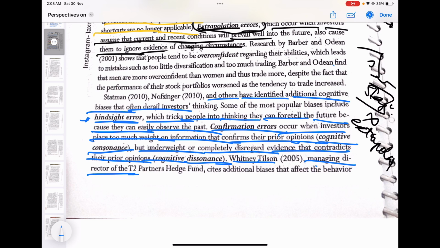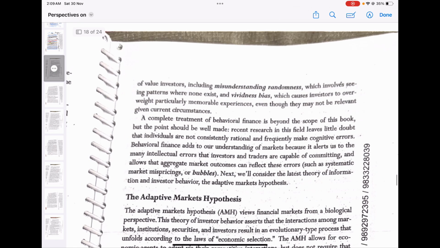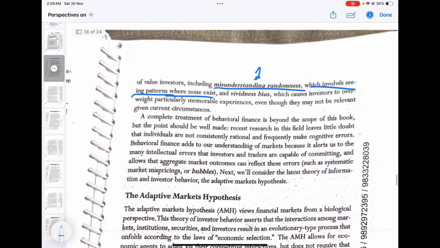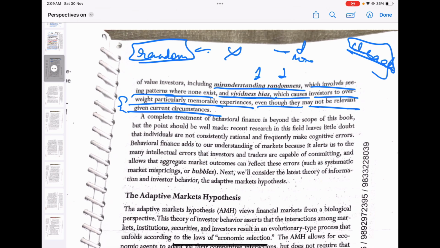Whitney Tilson, managing director of T2 Partners Hedge Fund, cites additional biases that affect the behavior of value investors, including misunderstanding randomness, which involves seeing patterns where none exist. So, misunderstanding randomness is that you are just seeing random things and you are just assuming that that is a particular pattern when it clearly isn't. So, not always do you have patterns. Okay. Vividness bias, which causes investors to overweight particularly memorable experiences, even though they might not be relevant. So with vividness bias, you can't give more importance to something just because you remember it too well.